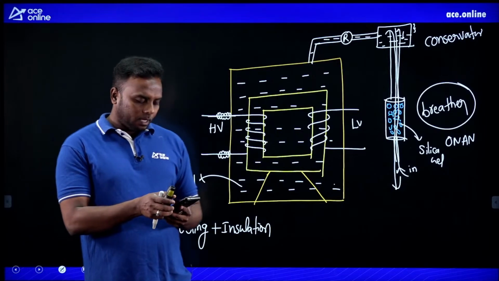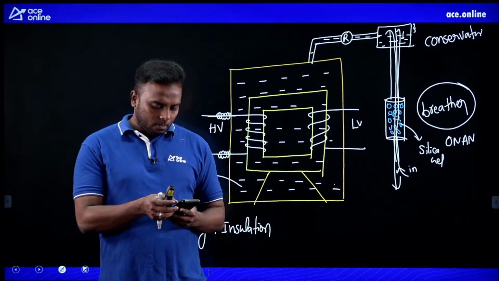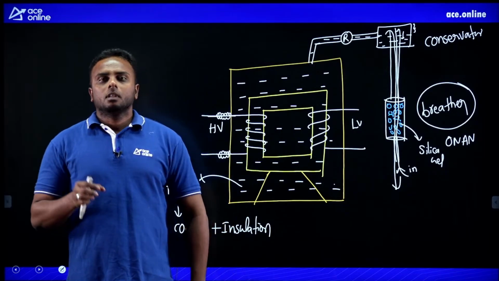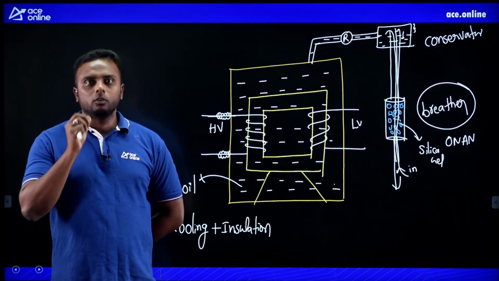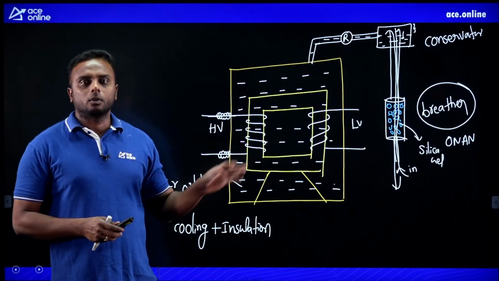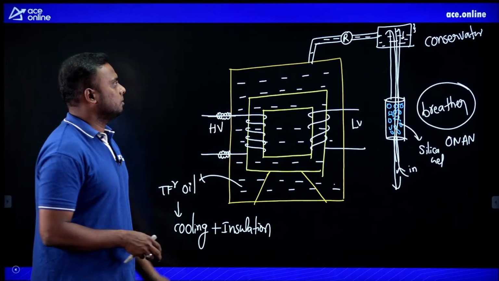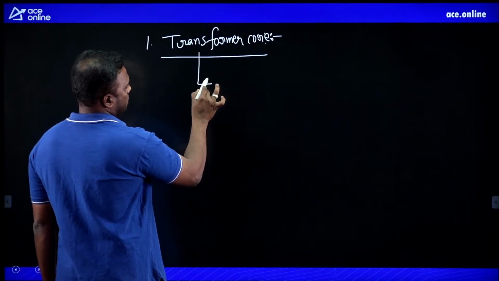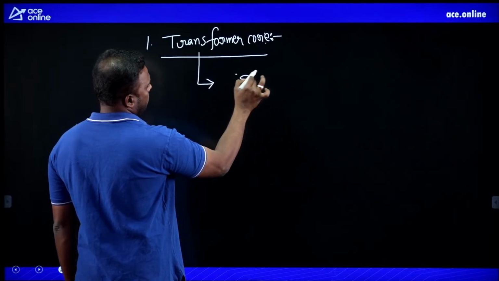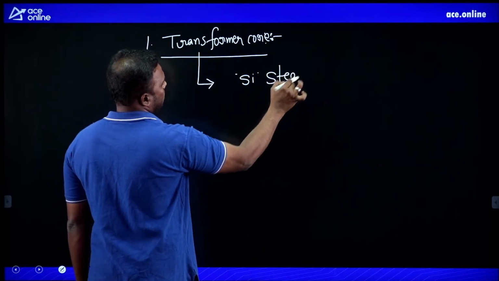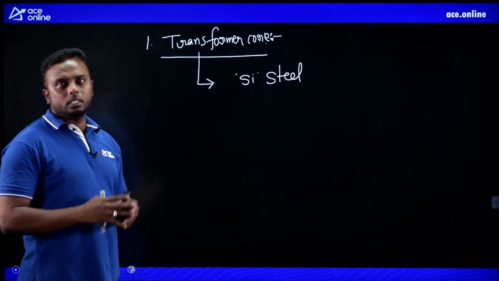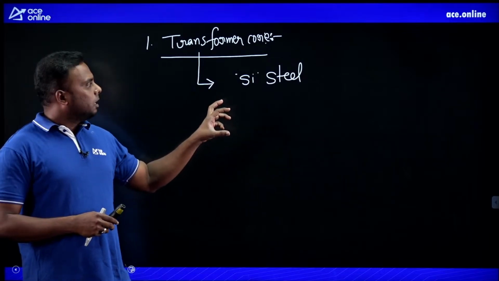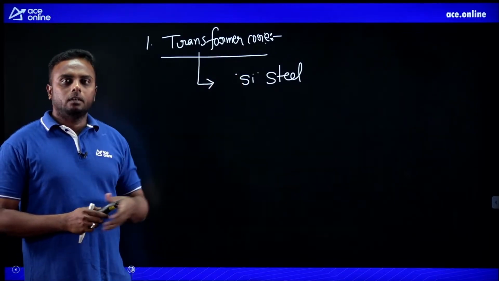Yes. High permeability is required, low reluctance, and it should be a good ferromagnetic material. Like that, some important properties are there for the transformer core. Now, which material has all these properties? Silicon steel. Silicon steel has all the properties required for us, like high permeability, low reluctance, ferromagnetic material, and low iron loss. So all are there in silicon steel.